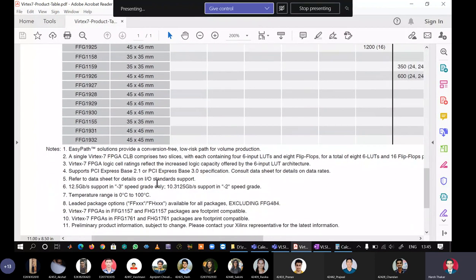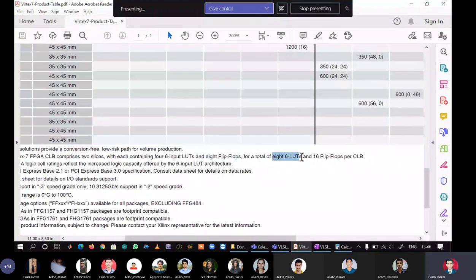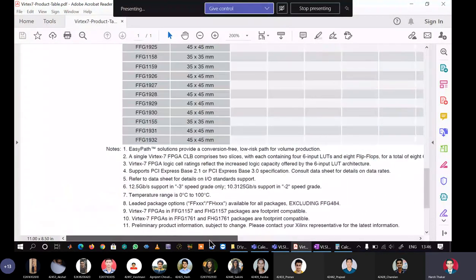So small. And you must be asking how we found the calculation. It is written here clearly that a single Vertex 7 FPGA CLB comprises 2 slices, each containing 4 6-input LUTs and 8 flip-flops. That means it contains 8 6-input LUTs and 16 flip-flops. So our mathematical calculation is correct.